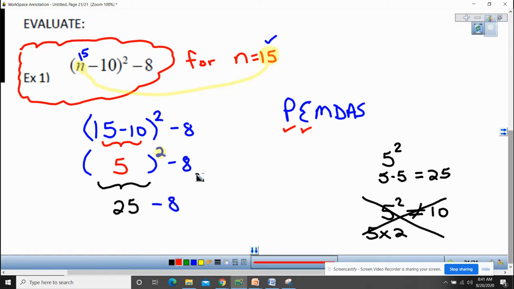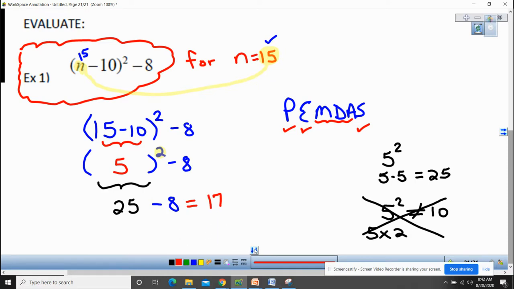Okay, I'm going to go back over to PEMDAS. So we did parentheses, we did exponent. So now, is there any multiply or divide? Nope. So the next thing would be to add. Well, there isn't any add. So last thing we'll do is subtract. So we're done. 25 minus 8. It's 20, that's 17. Here's your answer.